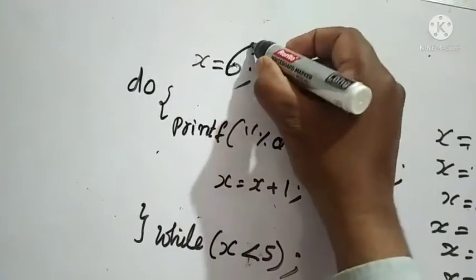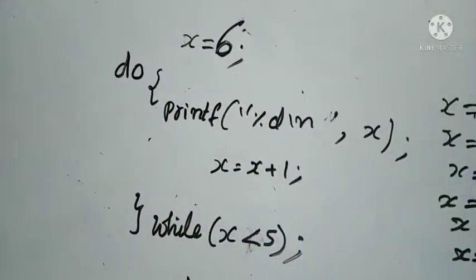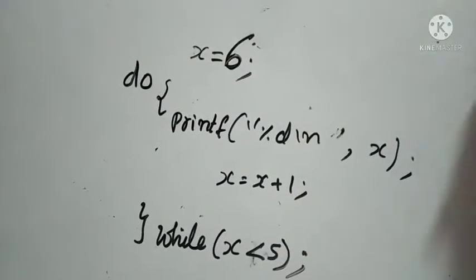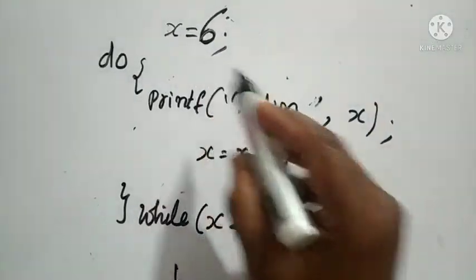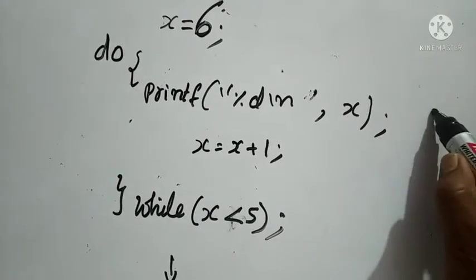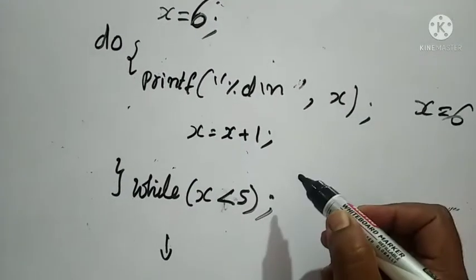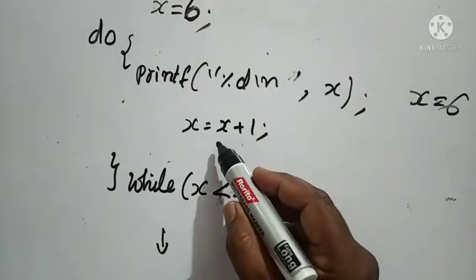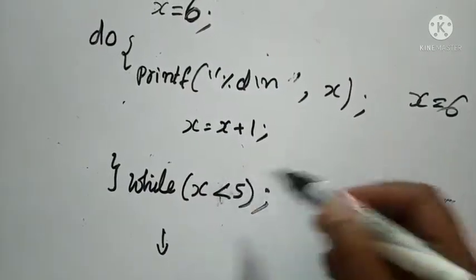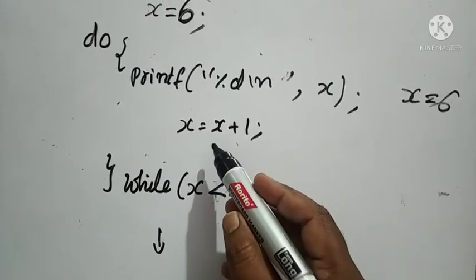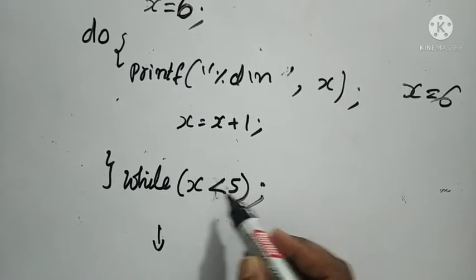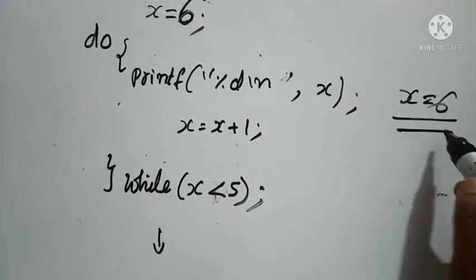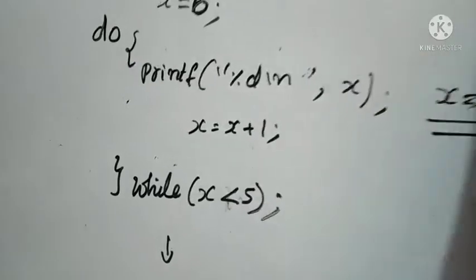Consider the value of x is equal to 6 in this program. So what happens? It will come here and display x is equal to 6. Then it increments the value, so now the value of x is 7. It will check if 7 is less than 5. No, it fails, so it will come out of the loop. But one time it will execute and show the value of x.